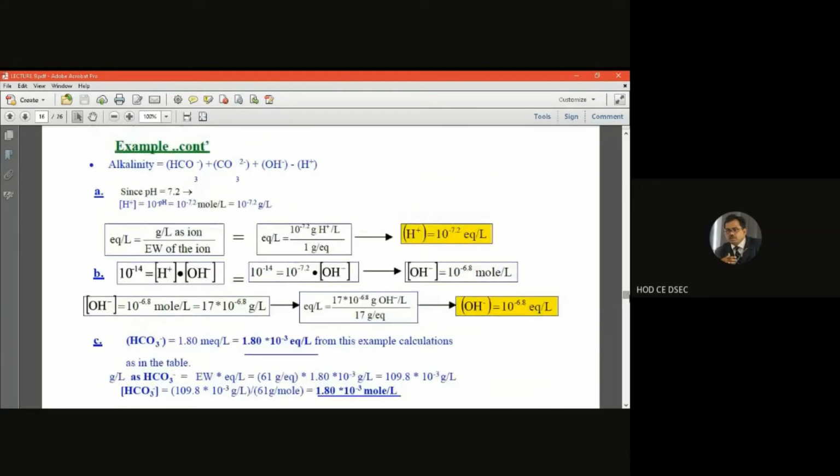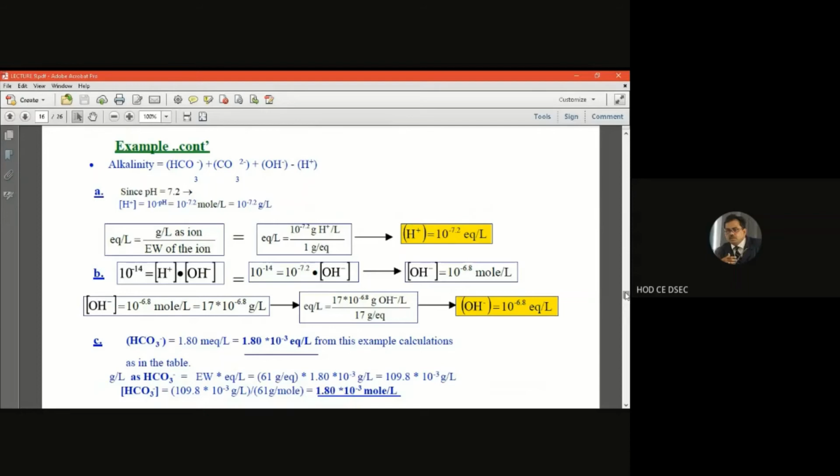So 2 out of 3 ions, OH minus and HCO3, are known. Then what do you have to find out? You have to find out the CO3. Only then will it be possible to find the alkalinity, as the alkalinity is a summation of the OH minus, HCO3 and the CO3.